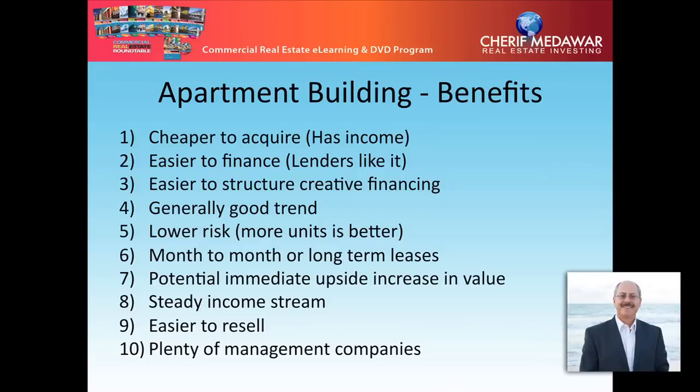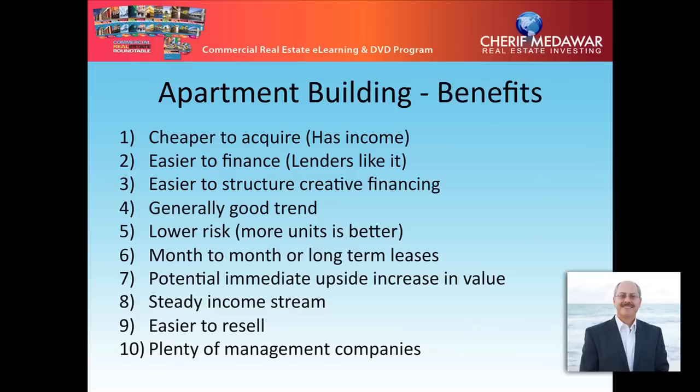Number six, the benefit is month-to-month or long-term leases, and that gives you some flexibility to change the prices if the market picks up, if a new employer comes in the area. So that could be a benefit. Number seven, potential immediate upside increase in value. You can take an apartment building, make some immediate changes, cut expenses on utilities, cut expenses with the trash pickup, improve the property, the layout, just do some immediate changes, increase rent a little bit, increase occupancy, and guess what? 30, 40 days later, you got a pro forma.